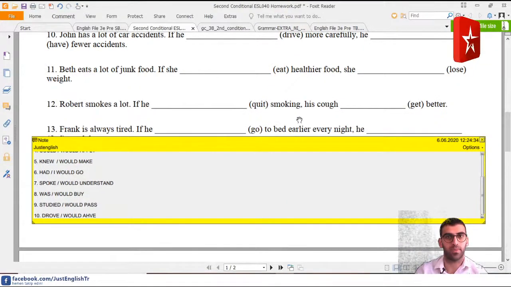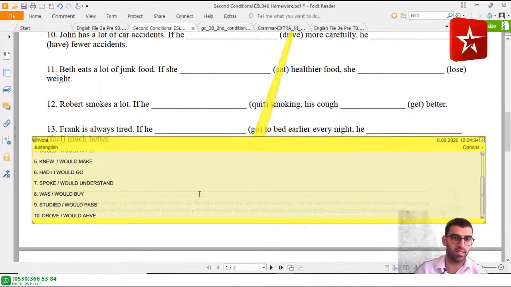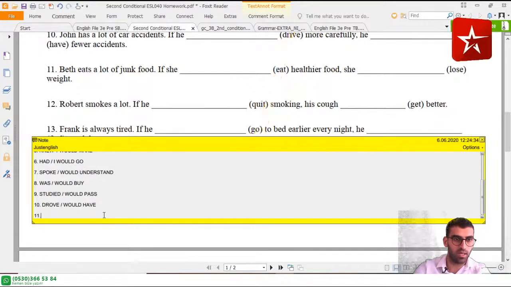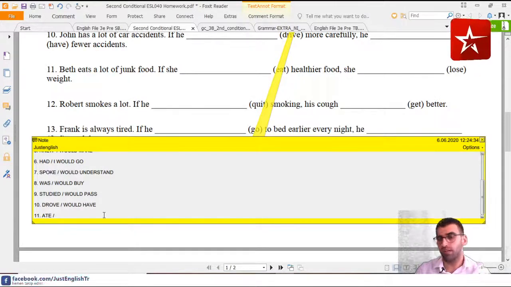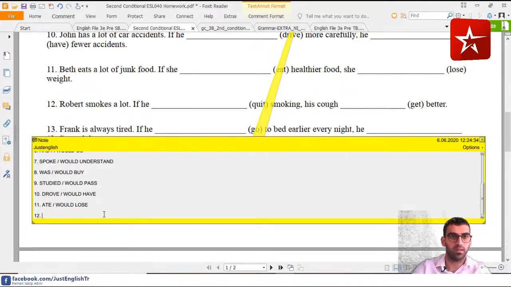If she healthier food, she blah blah blah. Eat, the past simple form of eat is different, like ate. Yes, number 11. Ate is a correct answer for the first part, but she would lose. Yes, she would lose is a correct answer. Would and lose. Great.